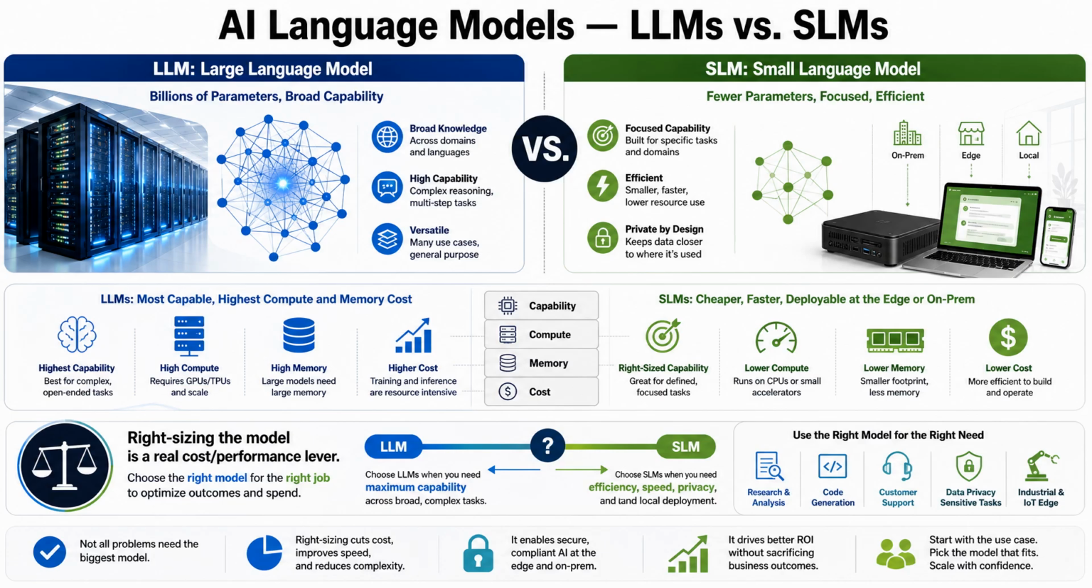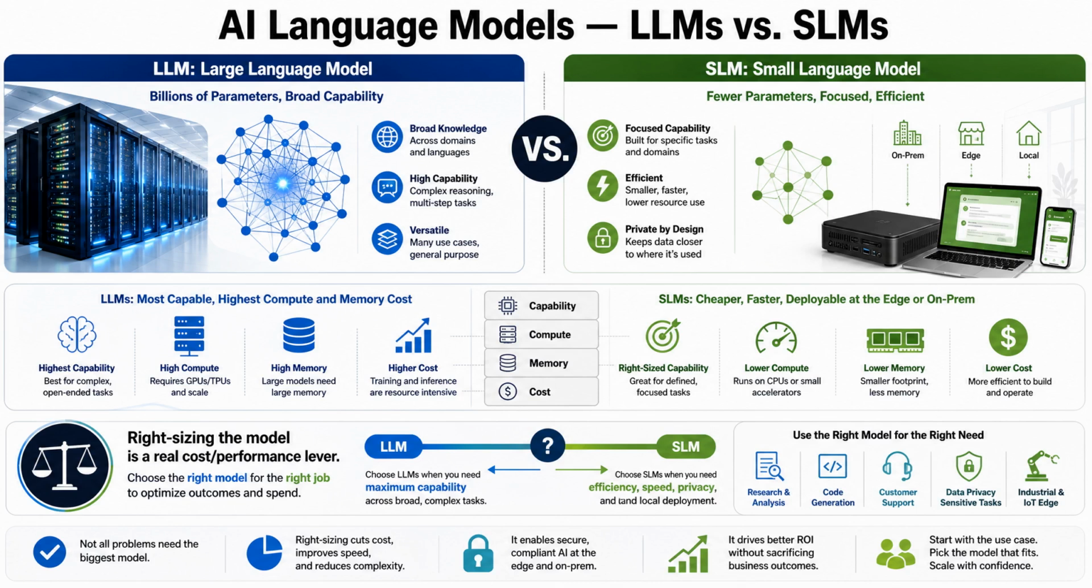Now the heart of the slide, bottom left: right-sizing the model is a real cost and performance lever. That scale icon is the whole point. Choosing the right model for the right job optimizes both outcomes and spend. If a tuned small model nails the task, you do not burn a giant LLM's resources to do it. That's not cutting corners. That's engineering discipline.